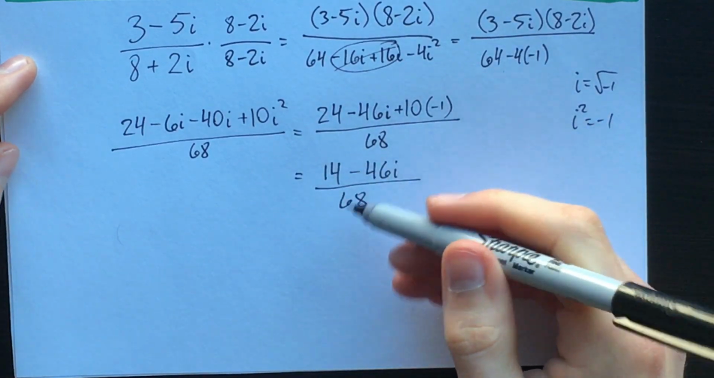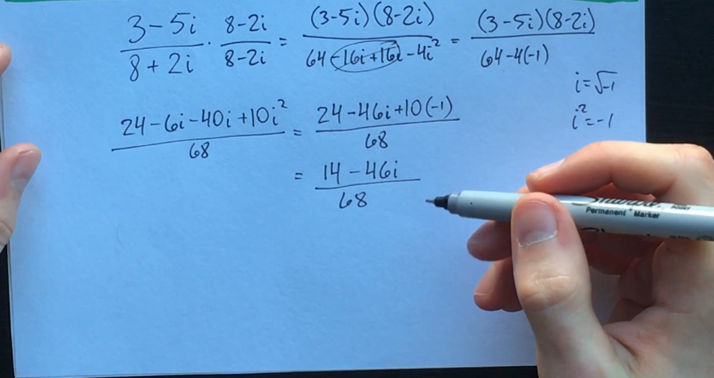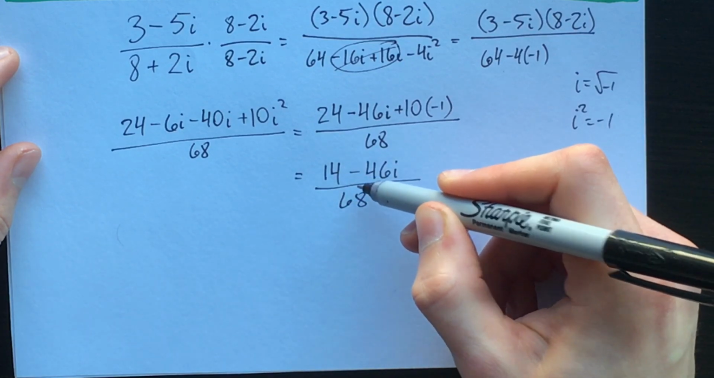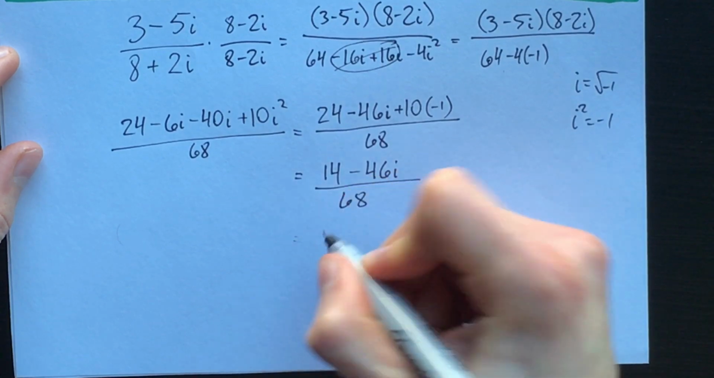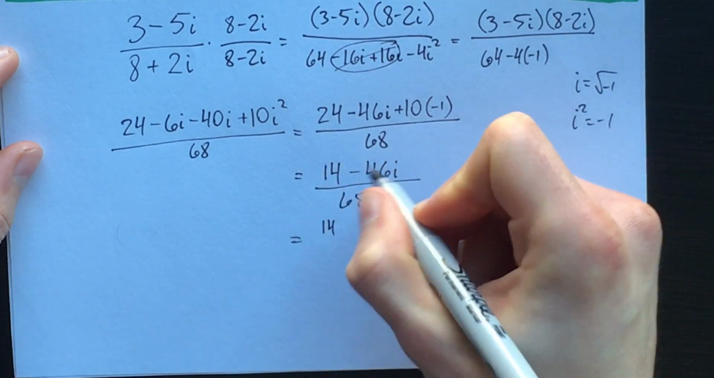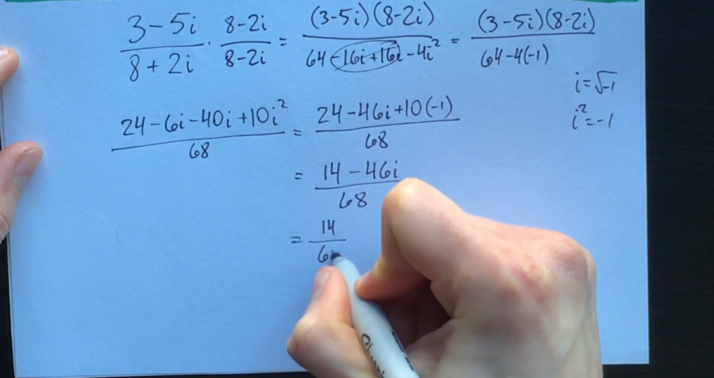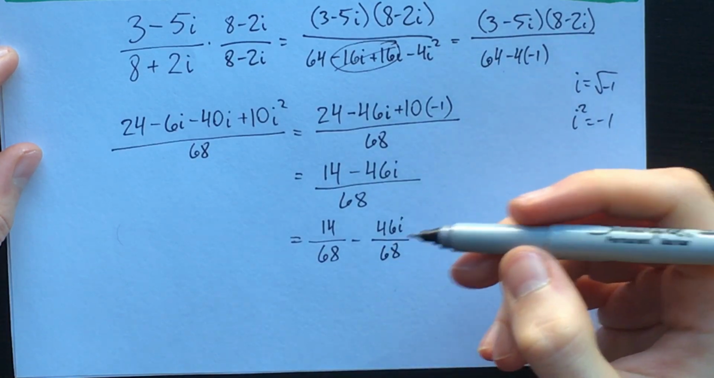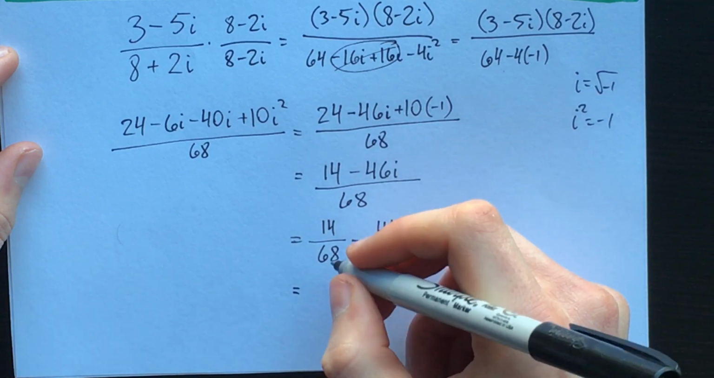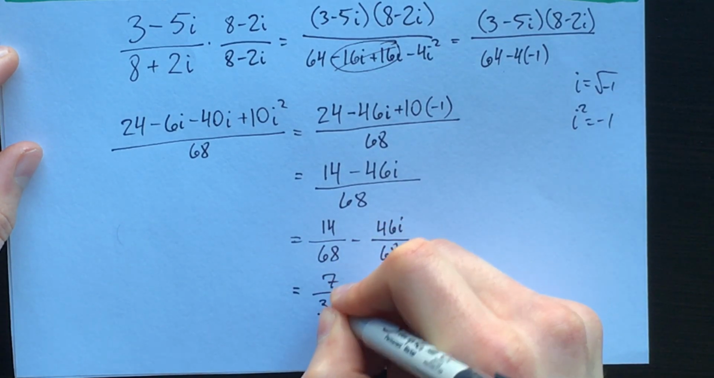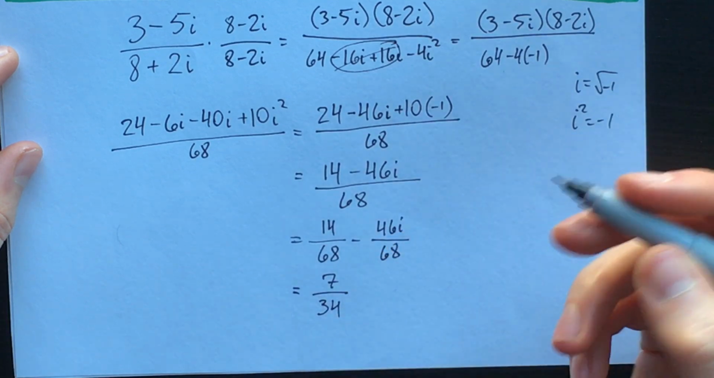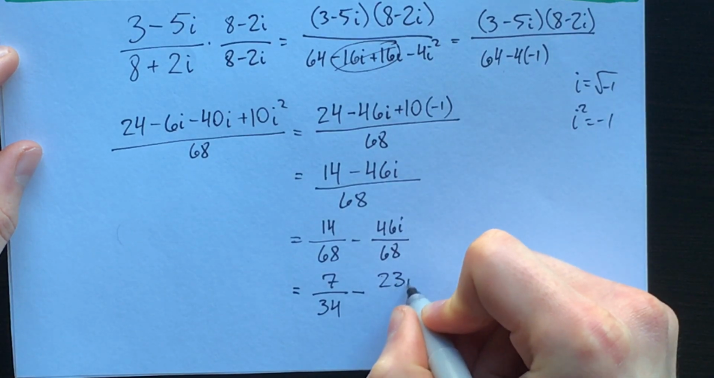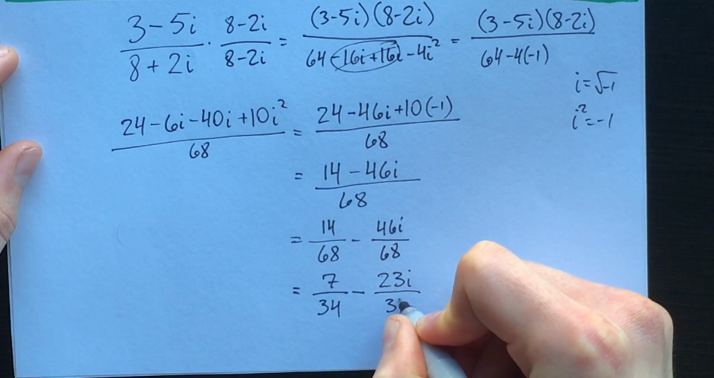And now how you simplify this further into the format that the options are in is you'd basically just do 14 over 68 minus 46i over 68. You should divide each term by the bottom. So 14 over 68 minus 46i over 68. This simplifies down to 7 over 34. Just divide top and bottom by 2, and then you can't simplify that any further. Minus, you can also divide these top and bottom by 2, which becomes 23i over 34.